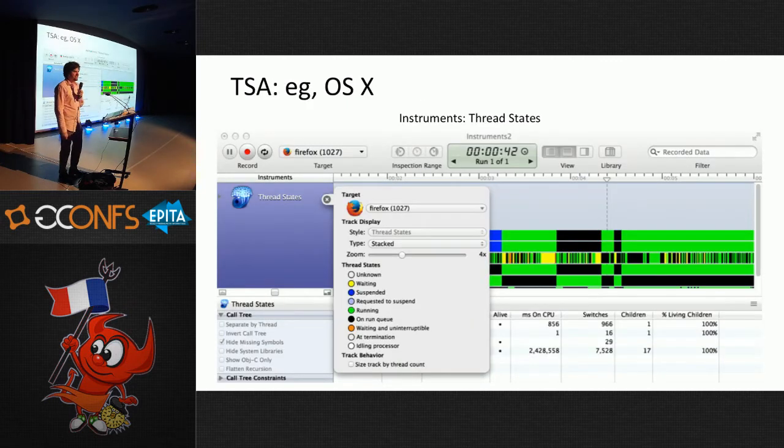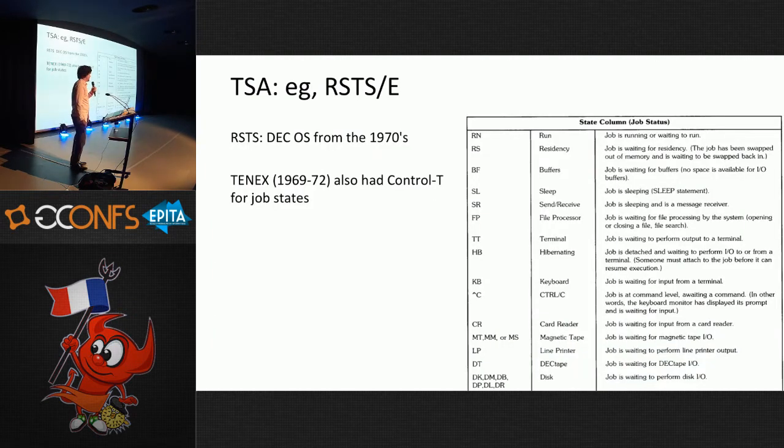And you see thread states everywhere you look. On OS X, there are thread states in Instruments, and it plots them over time so you can see whether you're waiting, suspended, running, on a run queue, and so on. Thread states have been around for a long time. One of the oldest ones I found was from TENEX. On TENEX you could press Control-T, and it would print out the current task and tell you the current job state. Again, the kernel, or the executive program as it was often called back then, tracked these states for the running processes or tasks.